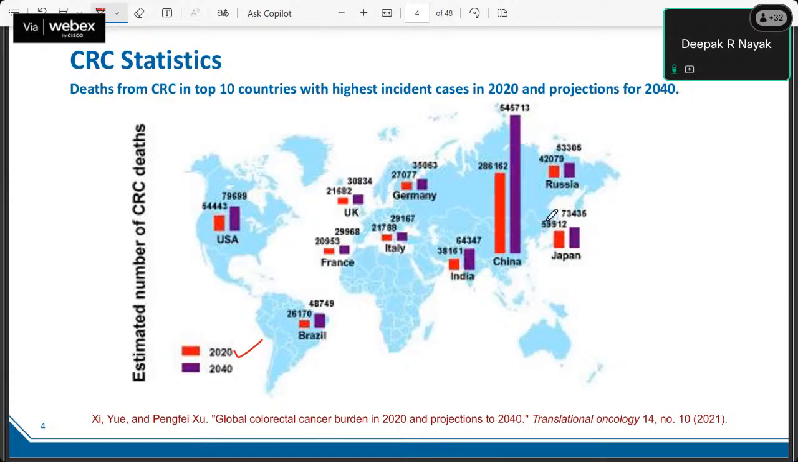And here are the details, so you can see the statistics of the top 10 countries. China has the most cases reported in 2020. The US holds the next rank, and in the US and Japan also the number of cases is high. In our country, India, we had 30,161 cases in 2020, and the number of cases expected in 2040 is even 64,000. If you look at the number of cases in China and the US, it is comparatively high when you compare with India.